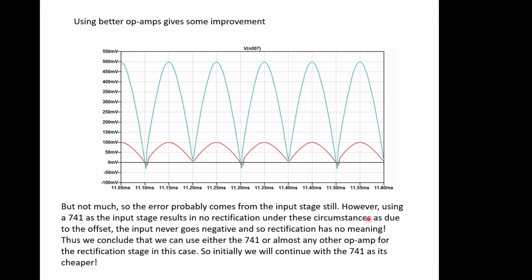So you have to go back and then start playing around to see what's going on. But if you use a 741 as the input stage, the giant offset that you get there results in no rectification under these circumstances at all, because we had a 0.8 of a volt offset, remember. So that's something to bear in mind as well.